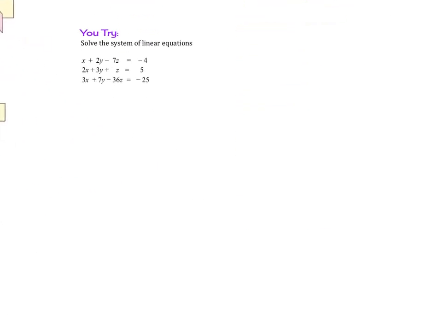So go ahead and try that with this system here. Solve the system of linear equations. It is going to be infinitely many. And so just go ahead and let z equal a, and then you'll solve for y, and then you'll also solve for x. So try this out.